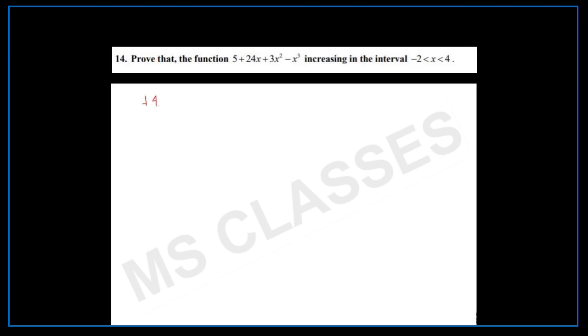Prove that the function is increasing in the interval given. So, we take the function as f(x). You can say that let f(x) equal 5 plus 24x plus 3x squared minus x cubed. We have to show this is increasing when x is less than 4 and greater than minus 2. Now, it is a cubic polynomial.